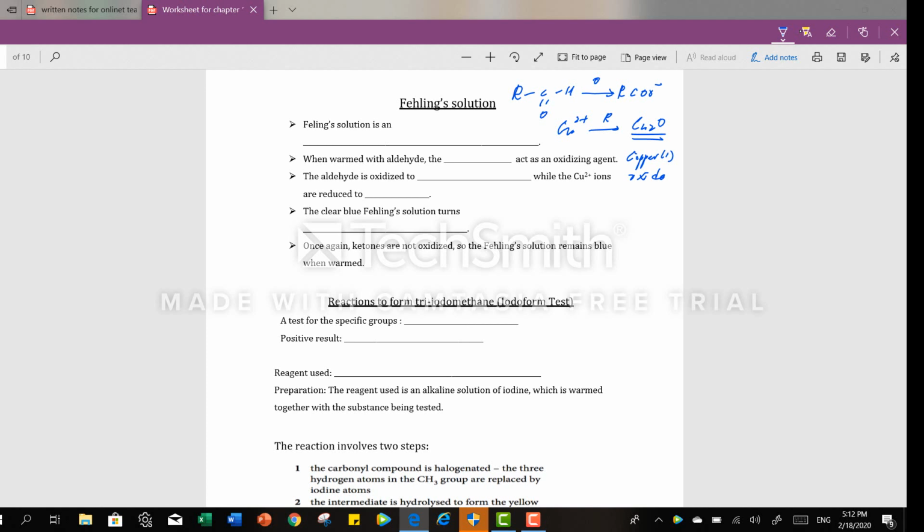Fehling's solution is an alkaline solution containing Cu2+ ions. Okay, alkaline solution containing Cu2+ ion. Remember, the most important part is alkaline Cu2+.